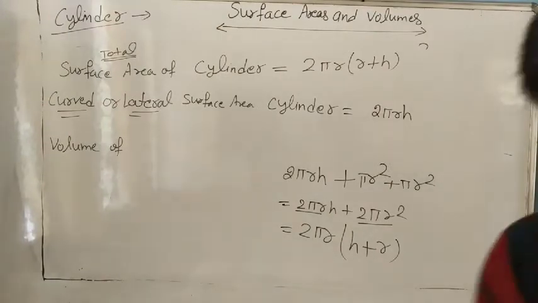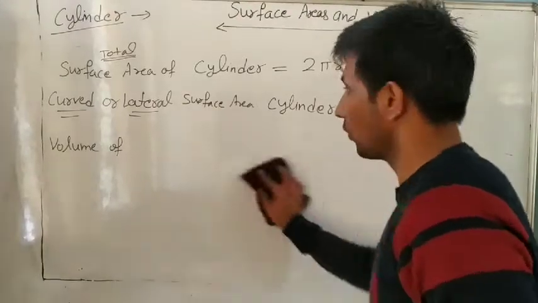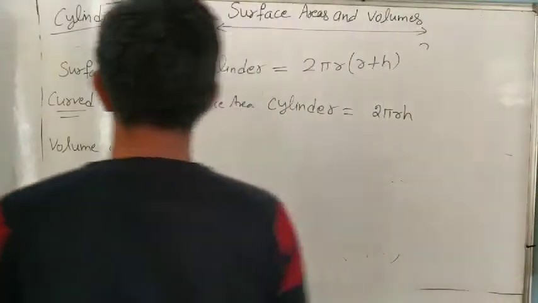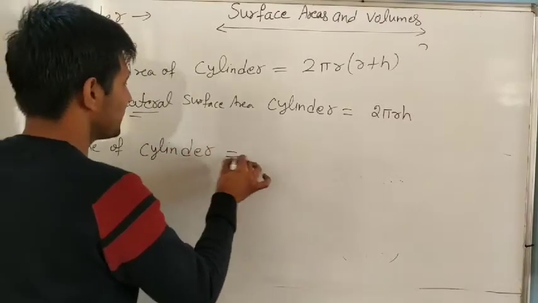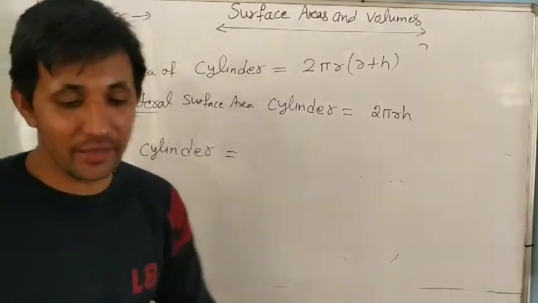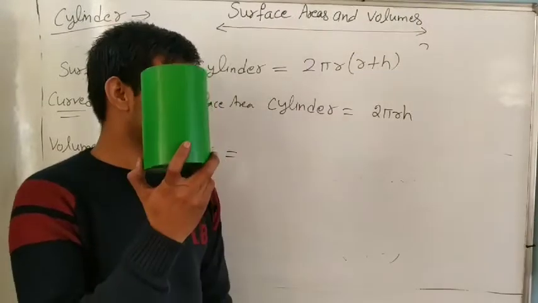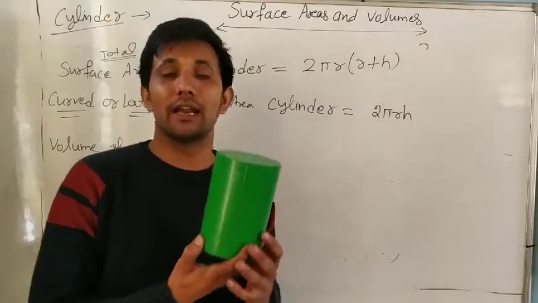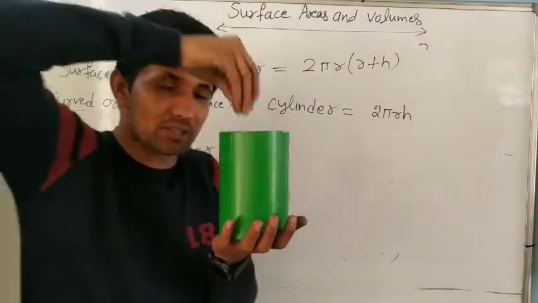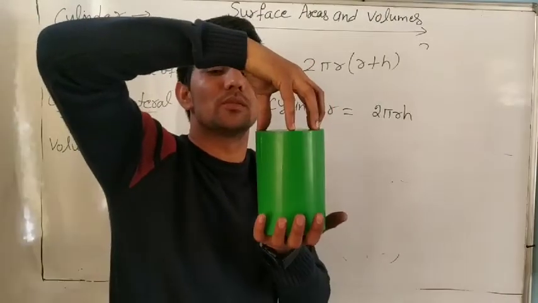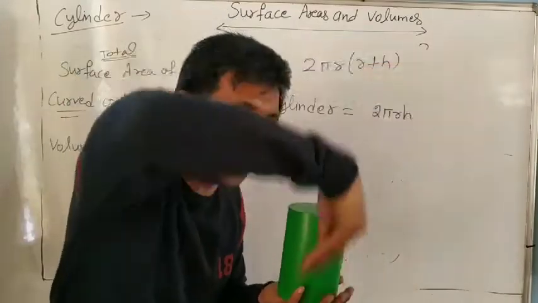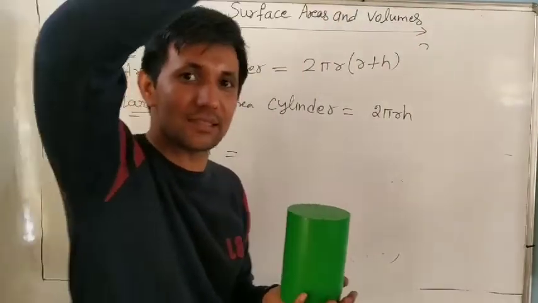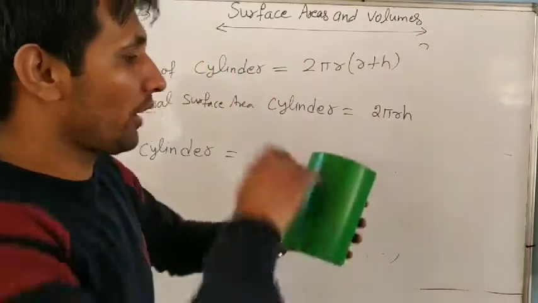Now same as it is, we will find the volume of cylinder. Yes, volume of cylinder. Suppose it is an empty glass, and volume means how much capacity this glass has, how much water it holds. Water is held inside, in a space. Okay, so how will you find it?